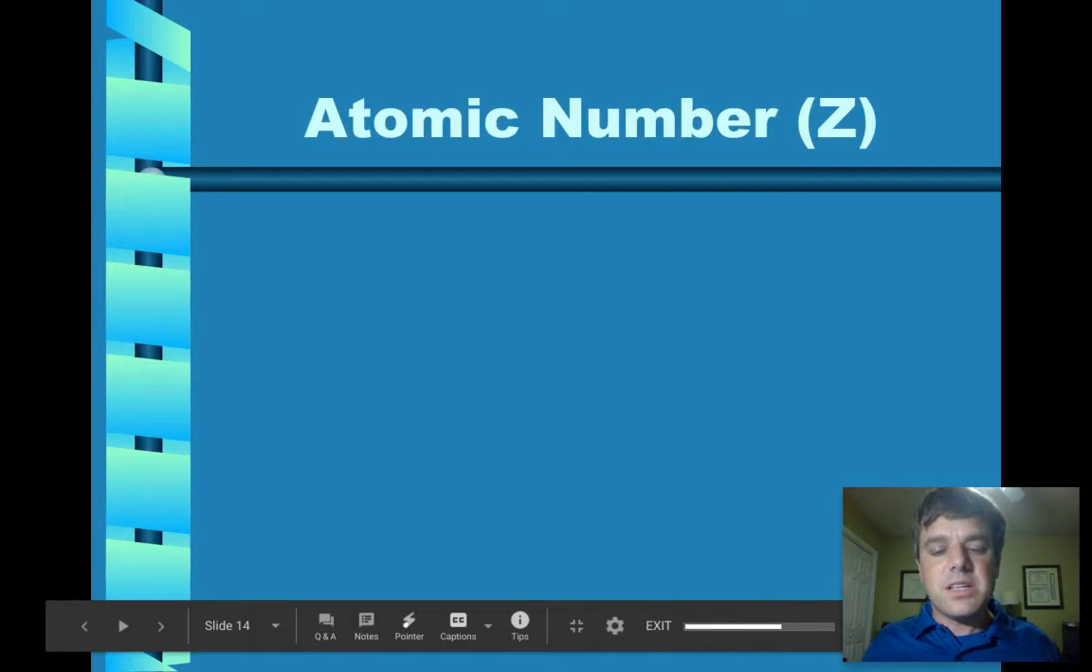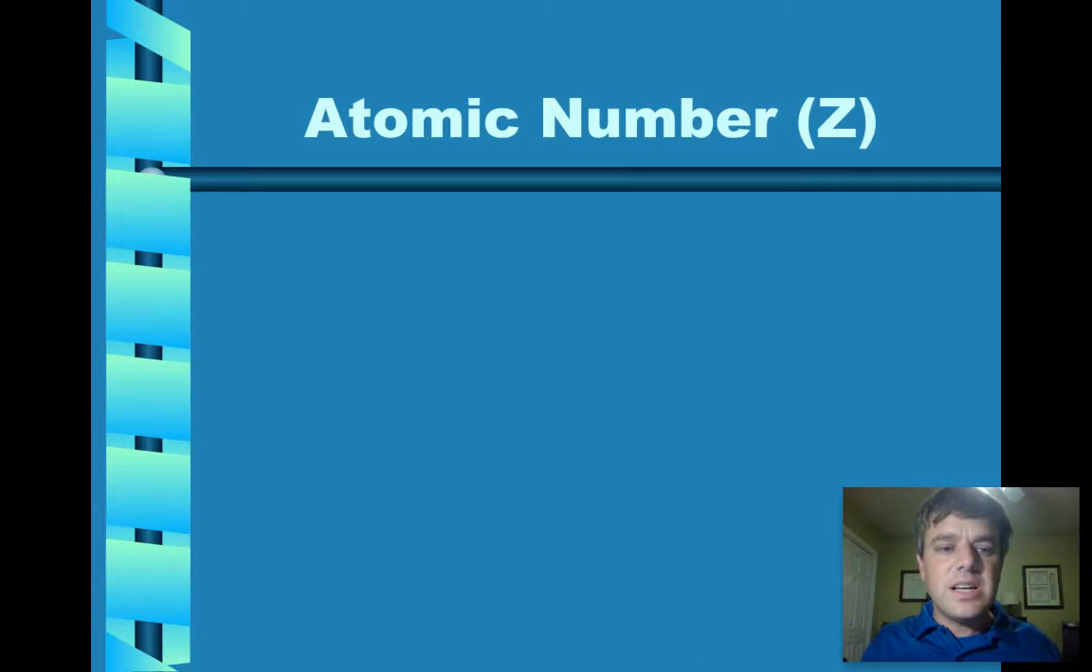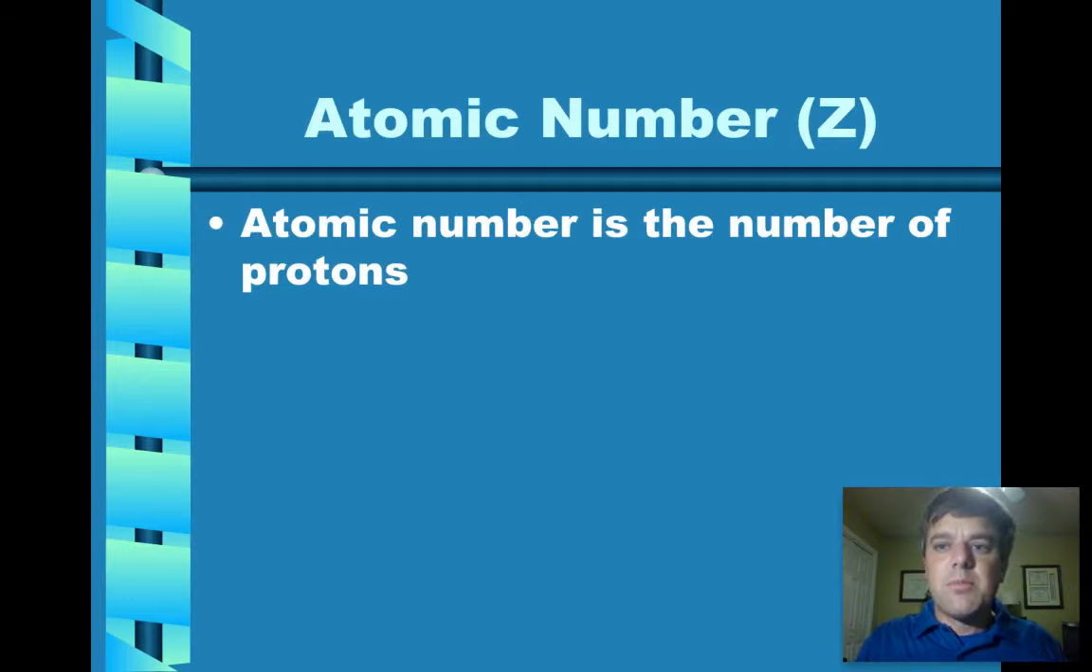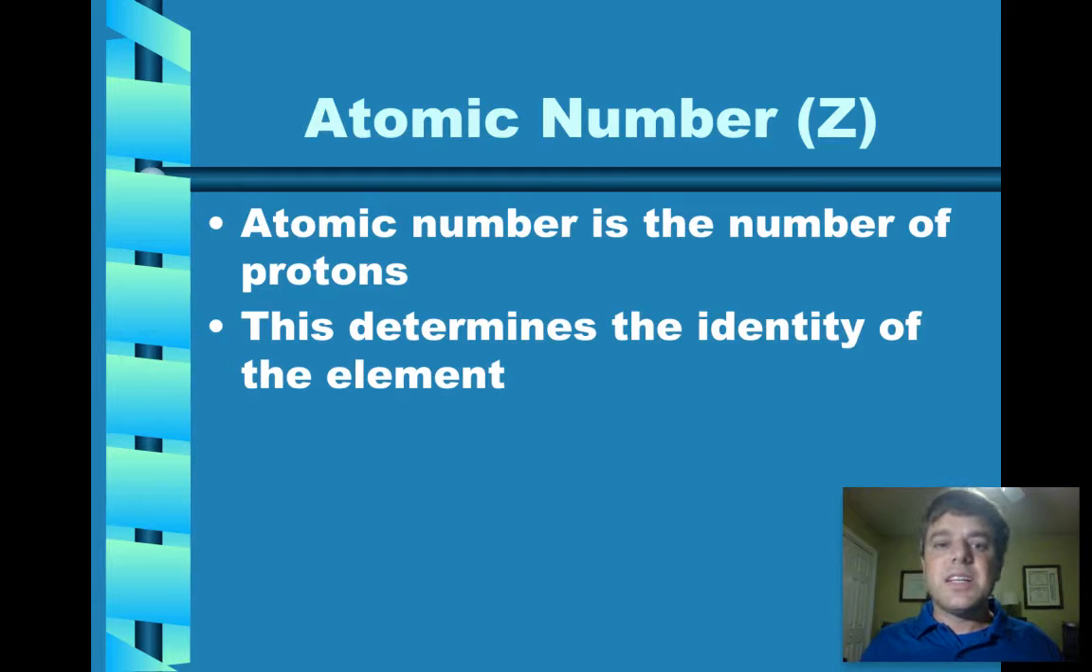We have atomic number, which is symbolized with the letter Z because the German word for number is Zahlen, which starts with a Z. A lot of early chemistry work was done in German, which used to be the language of chemistry up until the 1930s and the rise of Hitler in Germany. After that, English has been the predominant language of chemistry. But atomic number, symbolized with the letter Z, is the number of protons, and this determines the identity of the element.